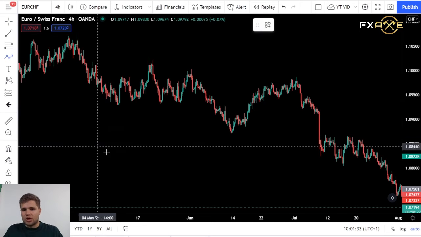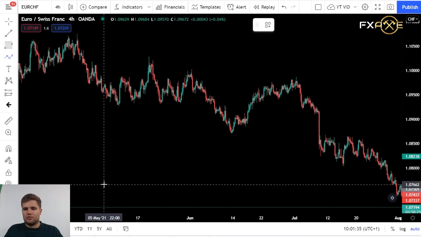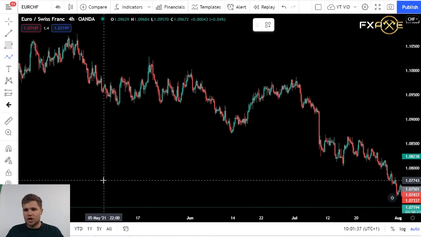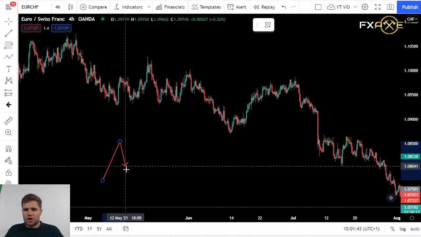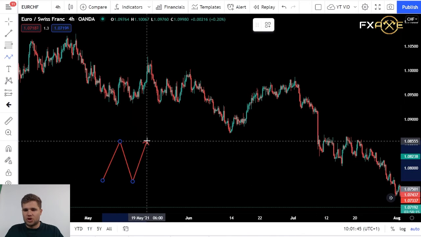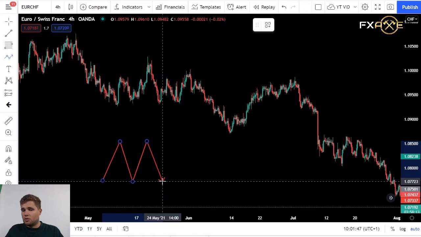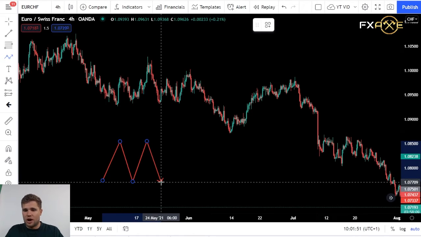So what we're looking for is price to be in a range. What is a range, guys? Well, a range is where price is bouncing between support and resistance. So price will be looking to form this formation here. This strategy will work best on the 4-hour chart. So notice that we are currently on the 4-hour chart.